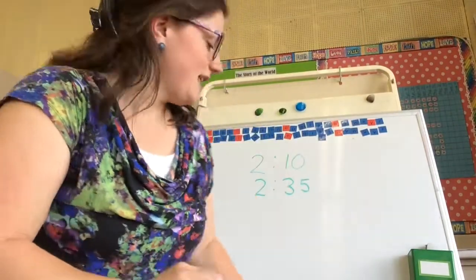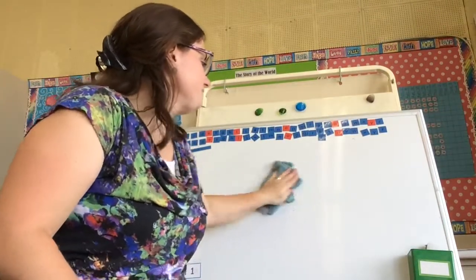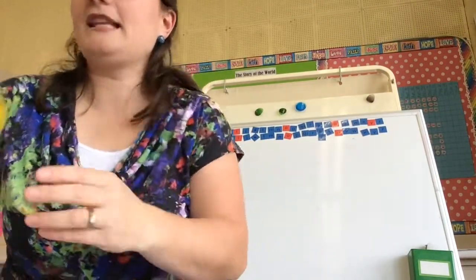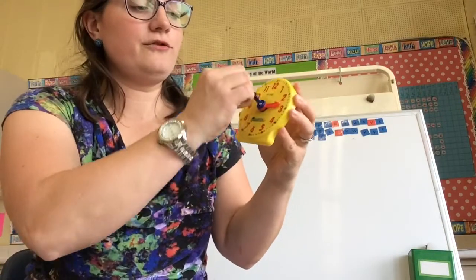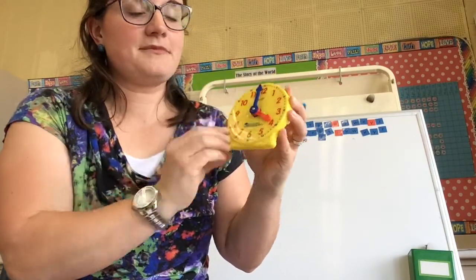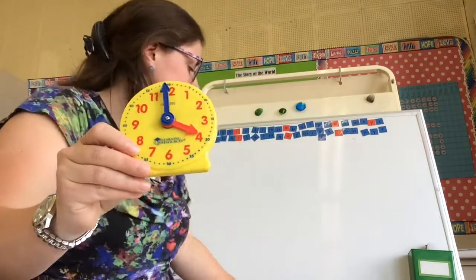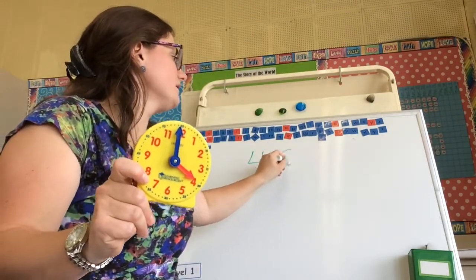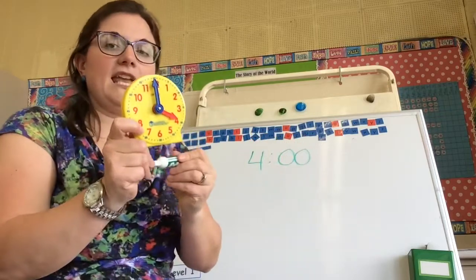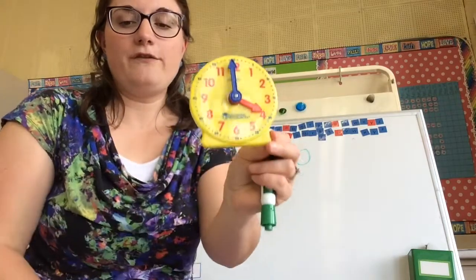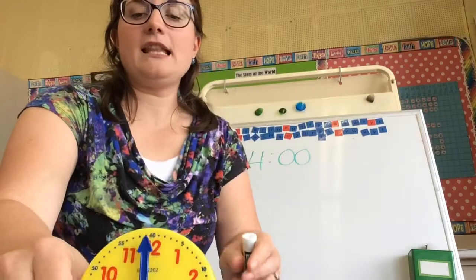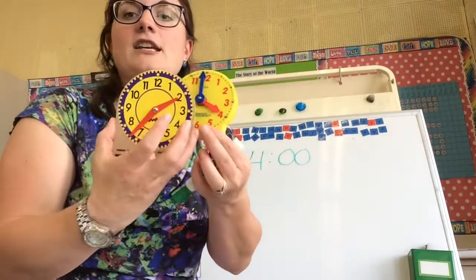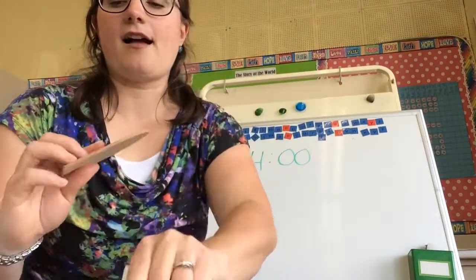Okay, the next one that we're going to do is I would like you to set this clock to 4 o'clock, please. Can you set this one to 4? So the little hand is at the 4, and the big hand, the minute hand, is at the top for 4 o'clock. Then I would like you to set your other one to 6 o'clock.